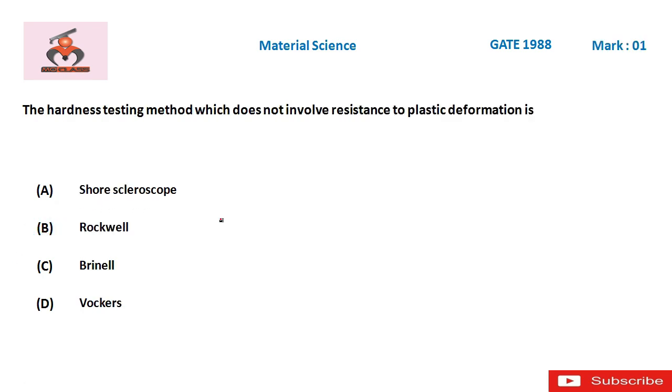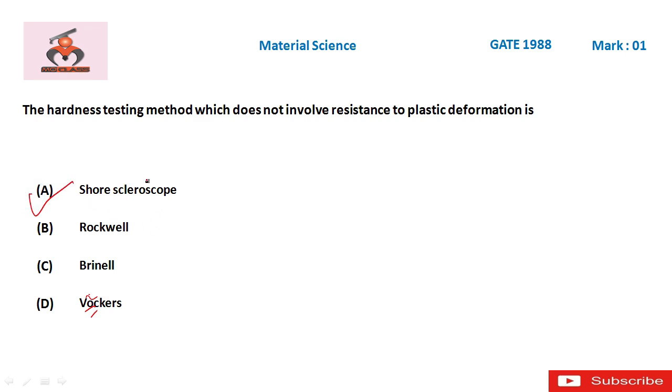Next is the hardness testing method which does not involve resistance to plastic deformation: Shore scleroscope, Rockwell, Brinell, and here it is Vicker, but the spelling mistake is there, it is Vickers. So the right answer is A, Shore scleroscope.